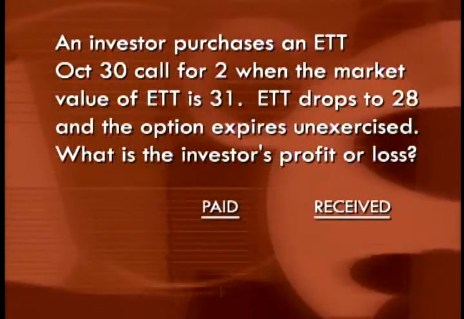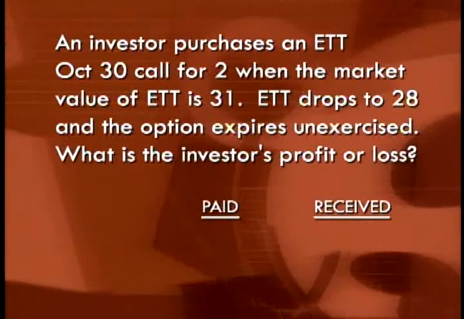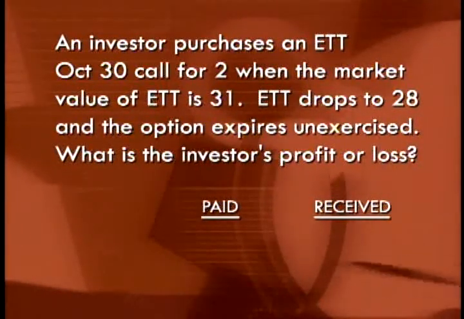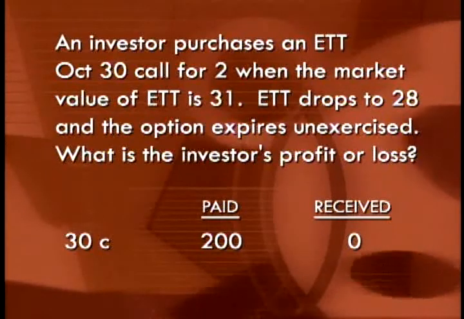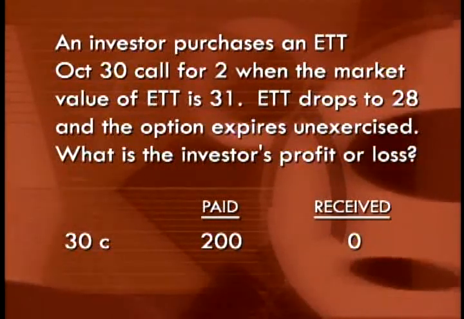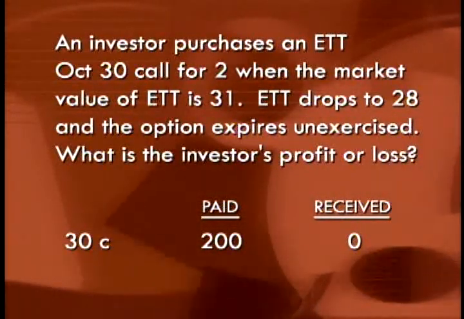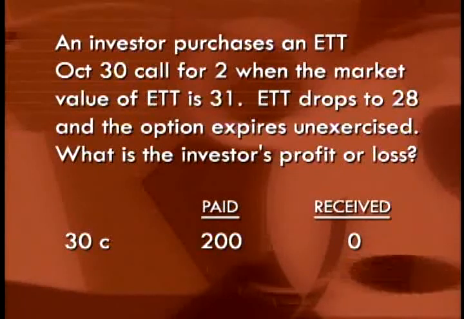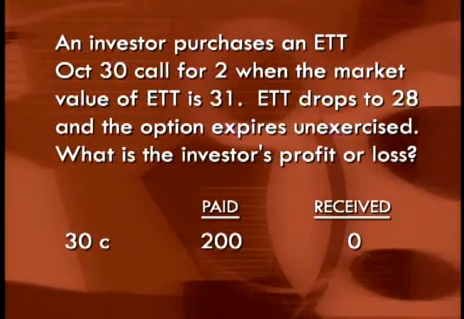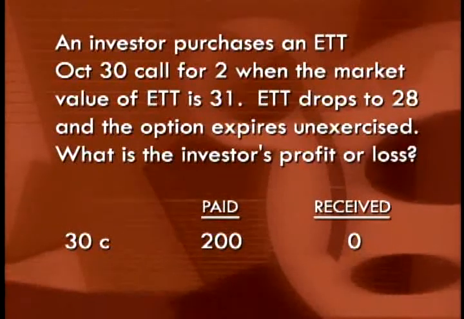So we put our paid and received diagram. Next we ask, did the investor pay or receive in this problem? Since the investor bought the call, the premium would be entered in the paid column. It's also helpful to indicate where the entry came from. So this entry, 30C, indicates that we bought a call with a strike price of 30. So later on, if we're doing a complicated calculation, we can remember where the number came from.